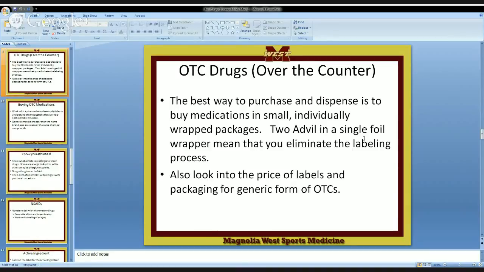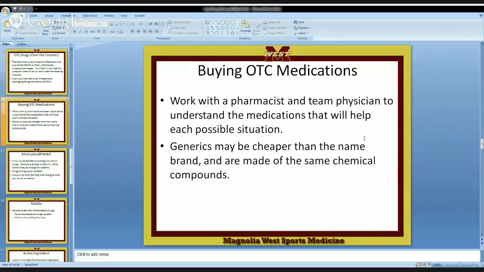All right. So look at the price of the labels and whether generic is as good. Where are we on this?